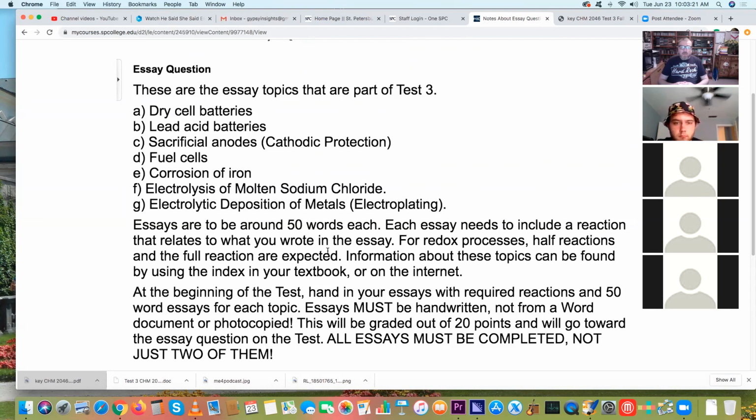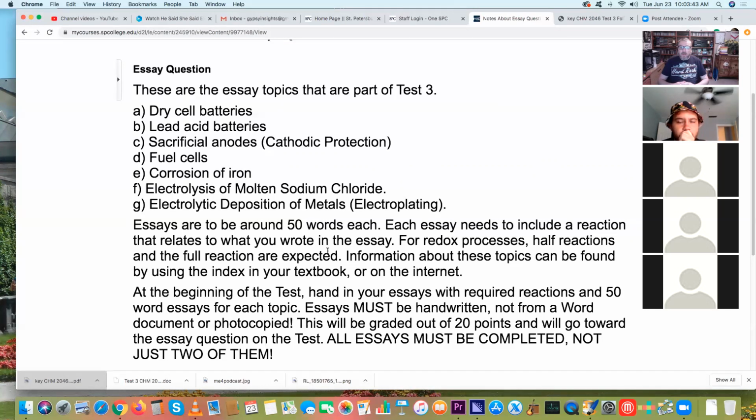Now, millions and millions of words have been written about all of these topics all across the internet. You might even find some stuff in a textbook if you've got a textbook. You can just look up in the index. I don't care where you get the information from. The whole point of this is to let me know that you've read and understood something about these particular topics.